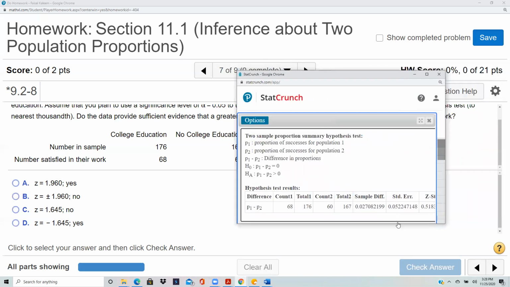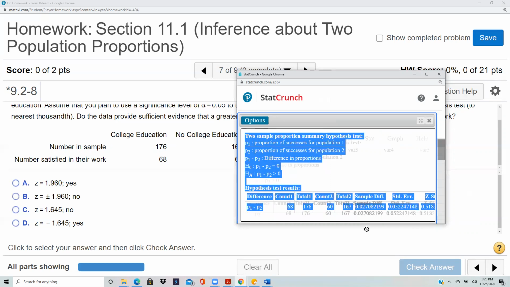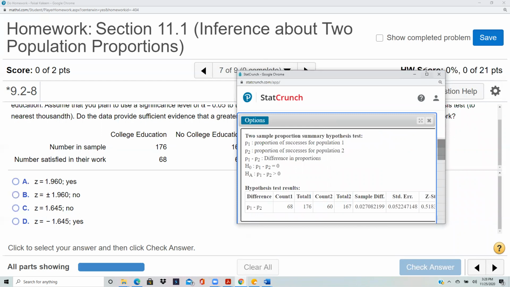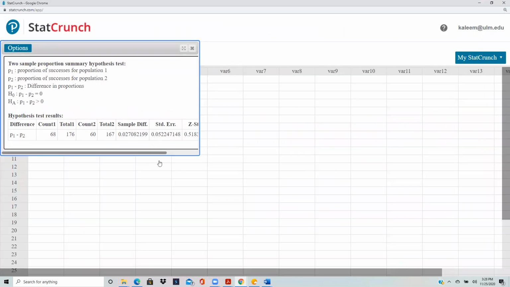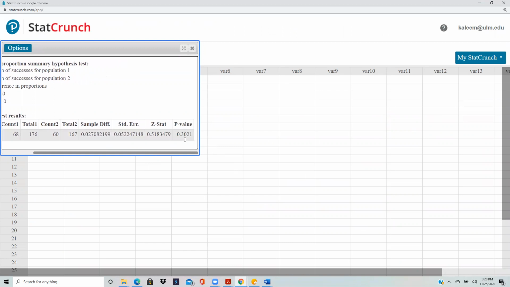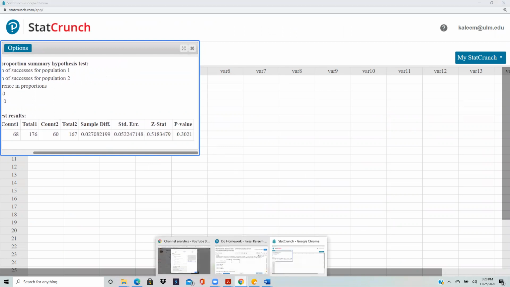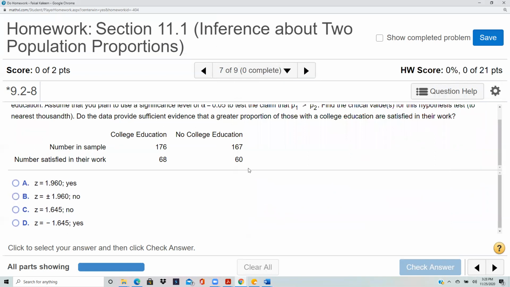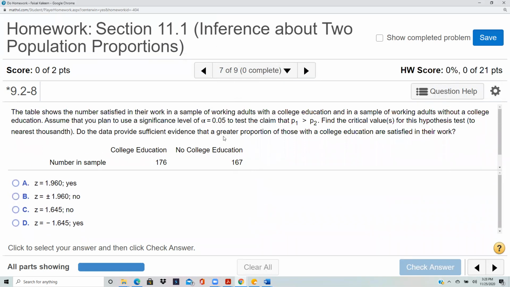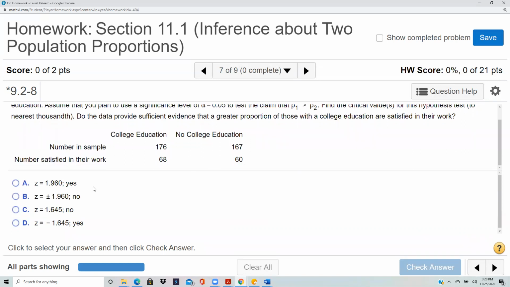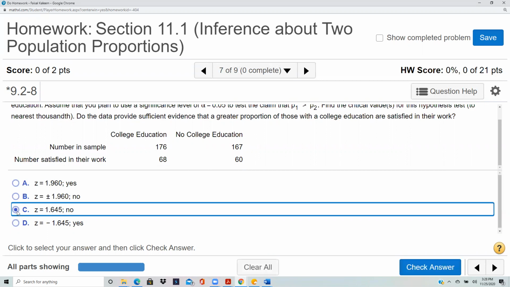How do I scroll to the right? All right, so p-value is 0.3021. So 0.3021, and that is bigger than alpha. So you fail to reject the null. And when you fail to reject the null, you do not have evidence. So critical value we already determined was 1.645, and it's a no. You don't have evidence because p was bigger than alpha.